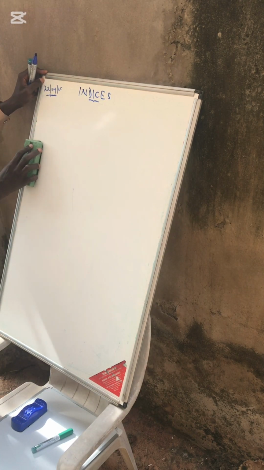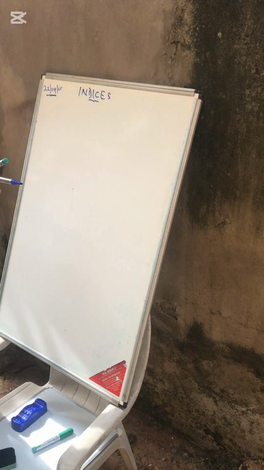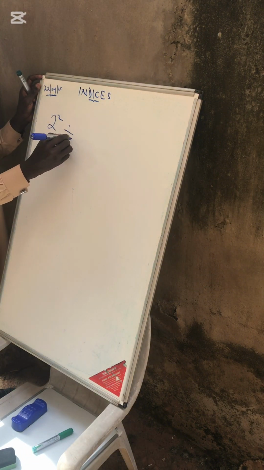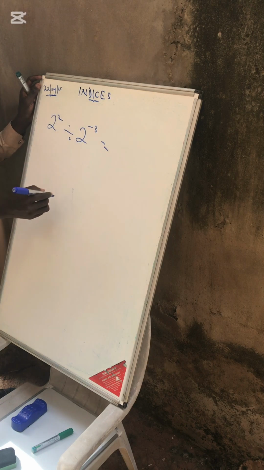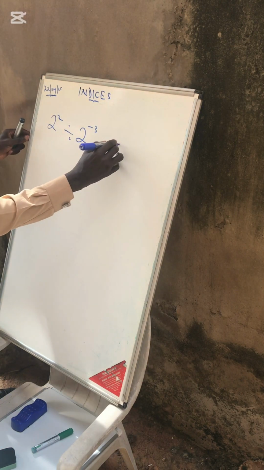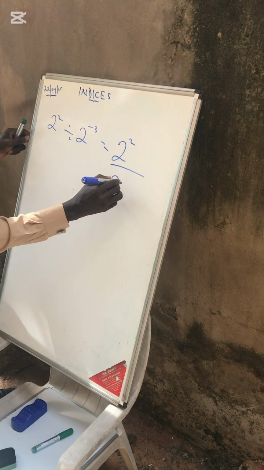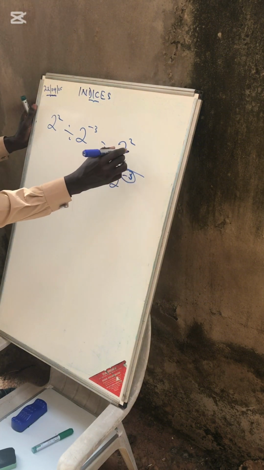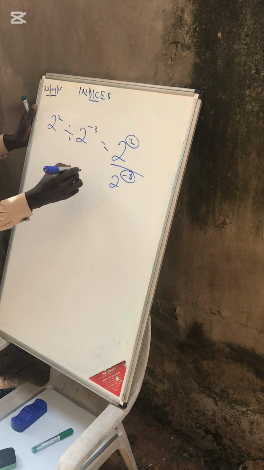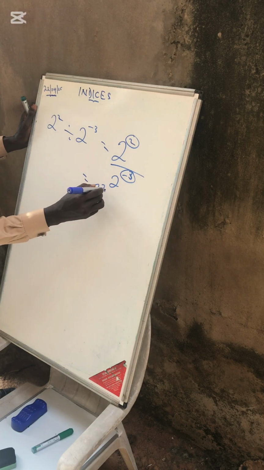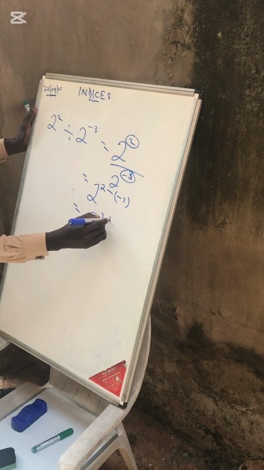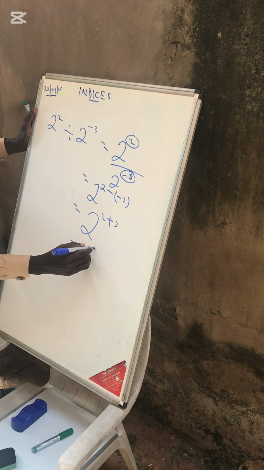Now let's go to exponential. Look at that. If I say 2 raised to power 2 divided by 2 raised to power minus 3, you know this means 2 raised to power 2 over 2 raised to power minus 3. You're supposed to subtract the power of the denominator from the power of the numerator. So that means 2 raised to power 2 minus minus 3. Because the denominator already has a negative power, that will be 2 raised to power 2 plus 3, which is 2 raised to power 5.